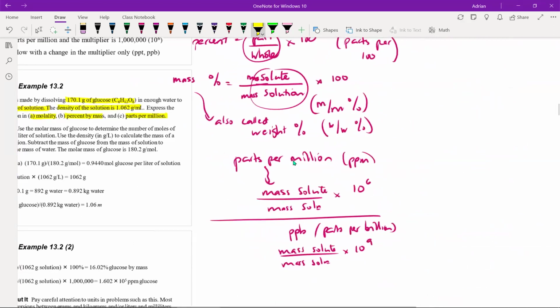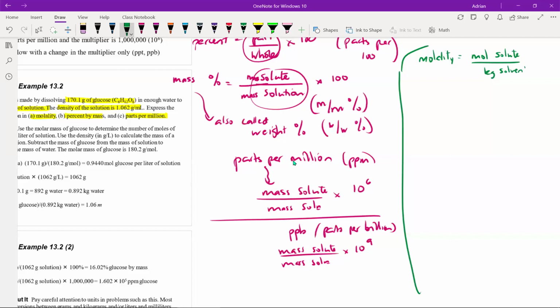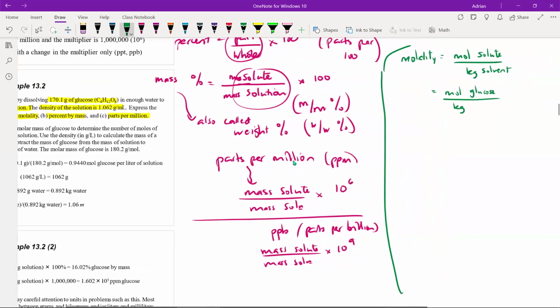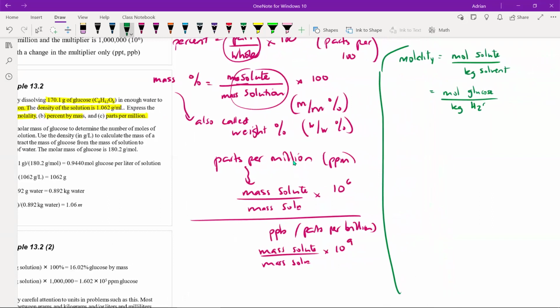So the first thing we want to get is molality. And knowing what it means is the first step in figuring this out. We just introduced molality. Molality would mean the moles of the solute over the kilograms of the solvent. What's the solute in this case? We want the moles of the glucose divided by the kilograms of the solvent. So the solvent here is, what do we have? H2O, kilograms of H2O.